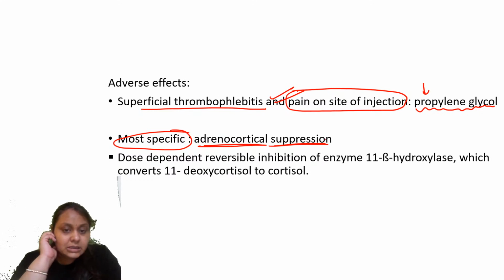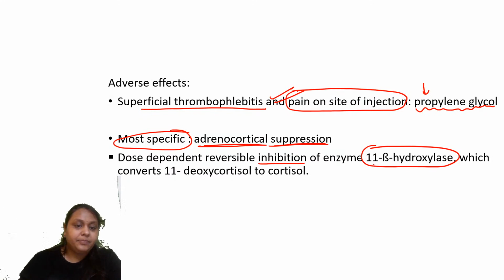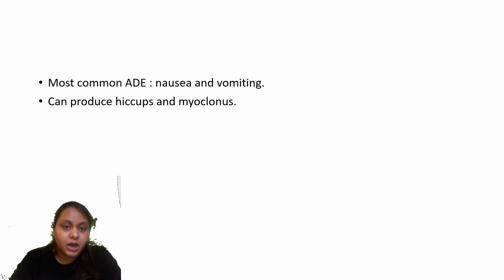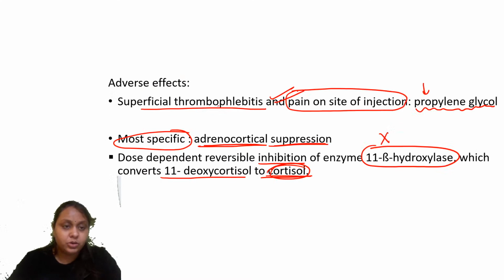Why does it cause adrenocortical suppression? Because there is inhibition of the beta hydroxylase enzyme. This beta hydroxylase enzyme converts 11-deoxycortisol to cortisol, and as this is inhibited, there is no more formation of cortisol, and therefore there is cortisol suppression. So the most specific feature of etomidate is this, and the most common, if asked, is nausea and vomiting, and it can produce hiccups and myoclonus also.